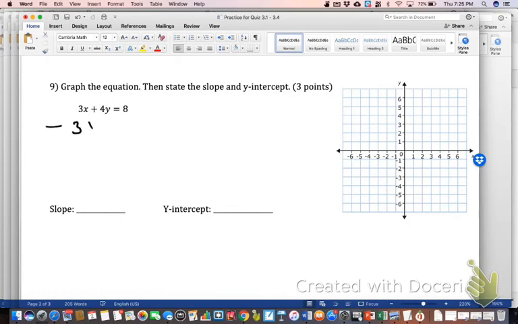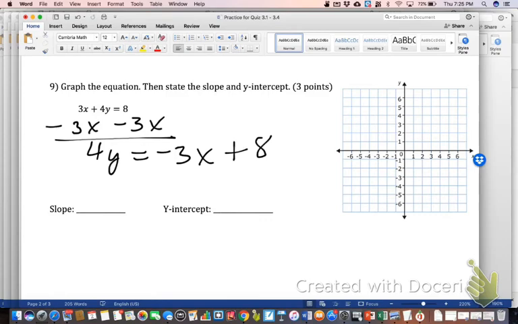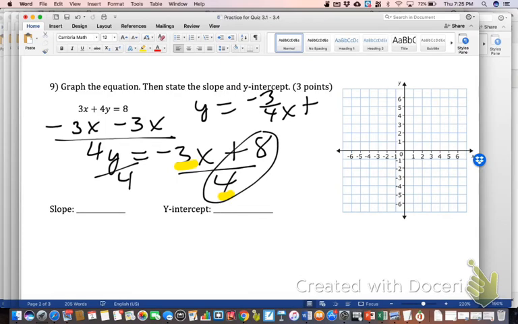So I'm going to subtract 3x from both sides, which leaves me with 4y equals negative 3x plus 8. Divide everything by 4. So my y is now isolated. And then this negative 3 over 4 becomes a negative 3/4 x for my slope. And then the 8 divided by 4 becomes my y-intercept of 2.